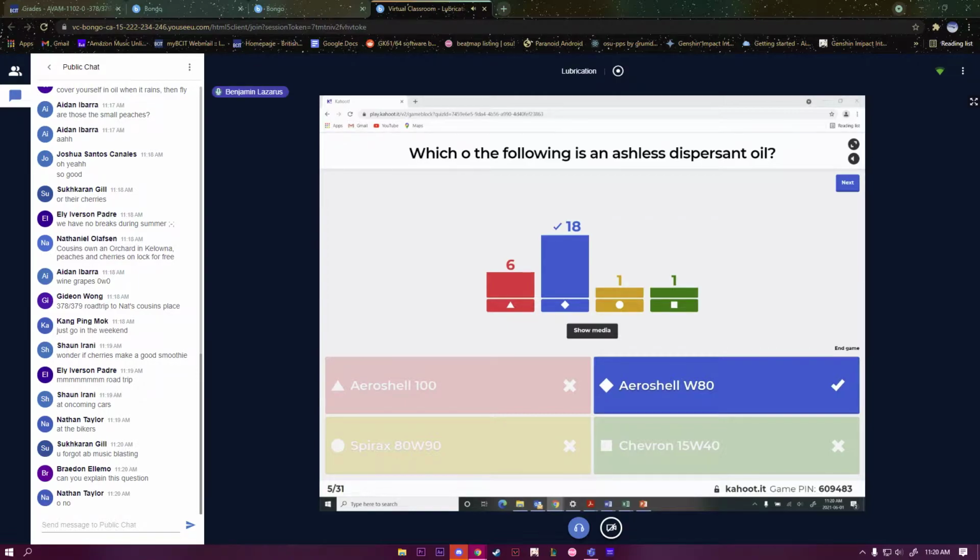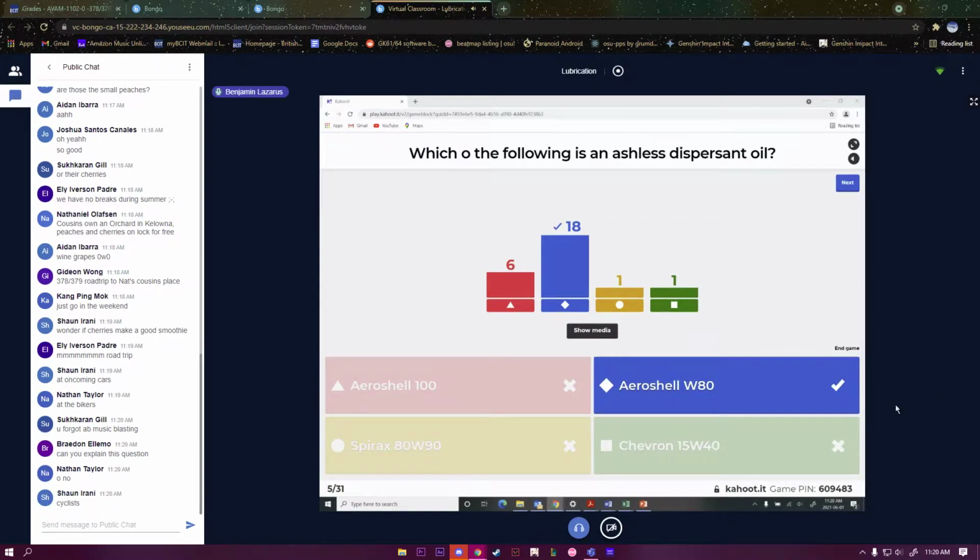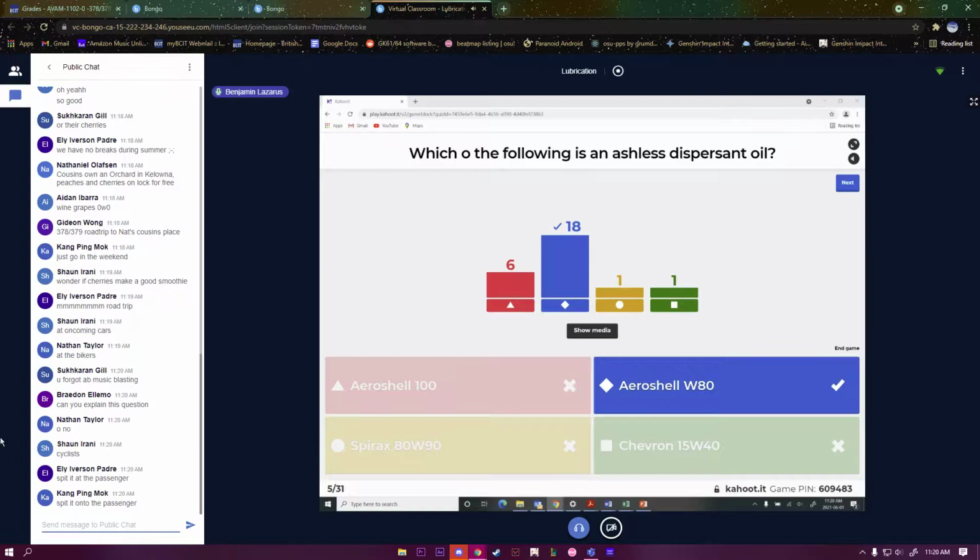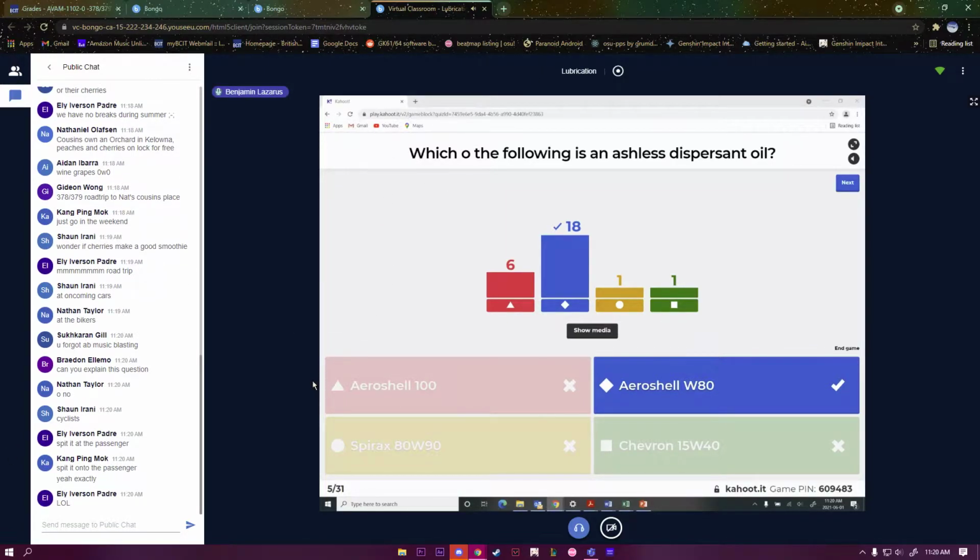So yes, ashless dispersant. The W in front tells me that it's an ashless dispersant. The Aeroshell 100 is like a break-in oil.